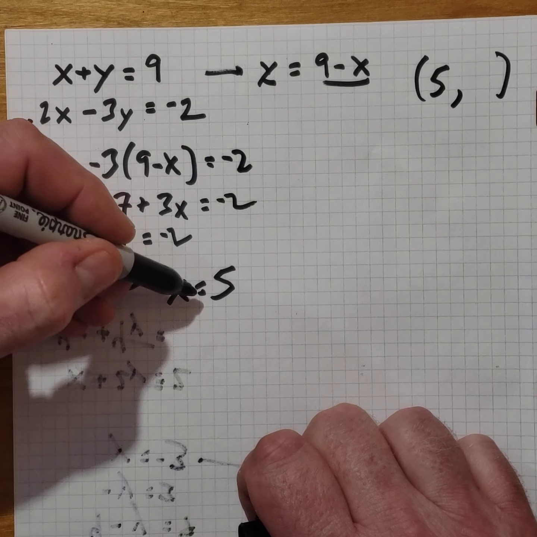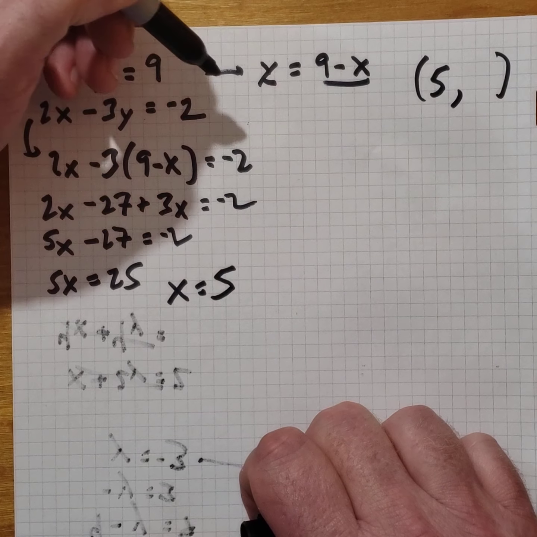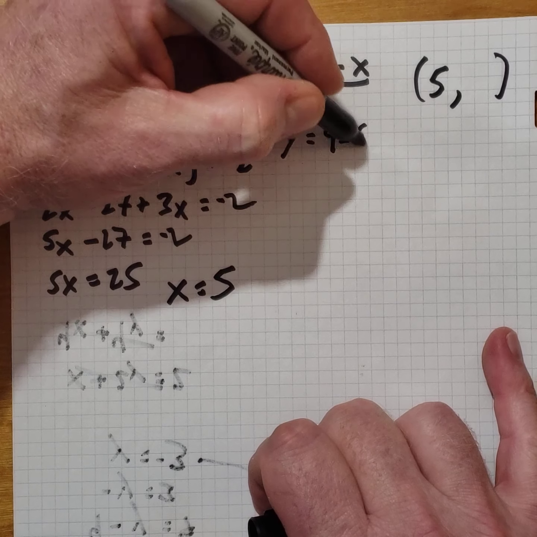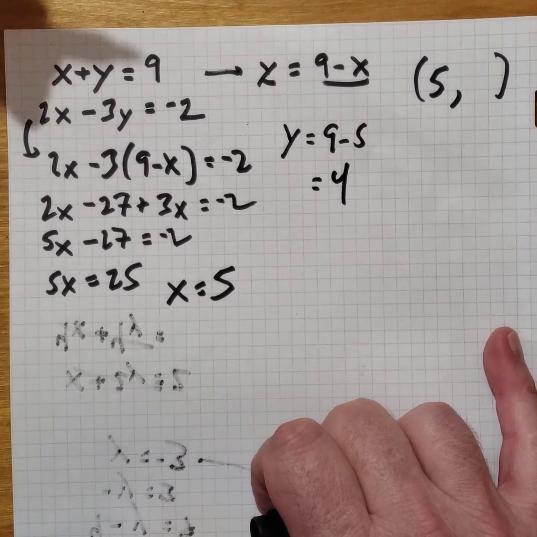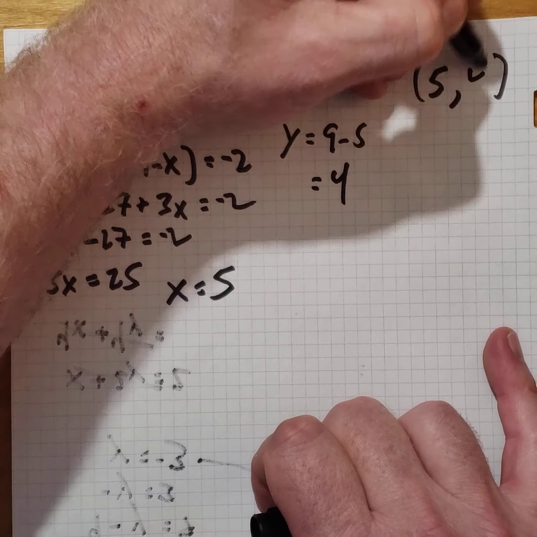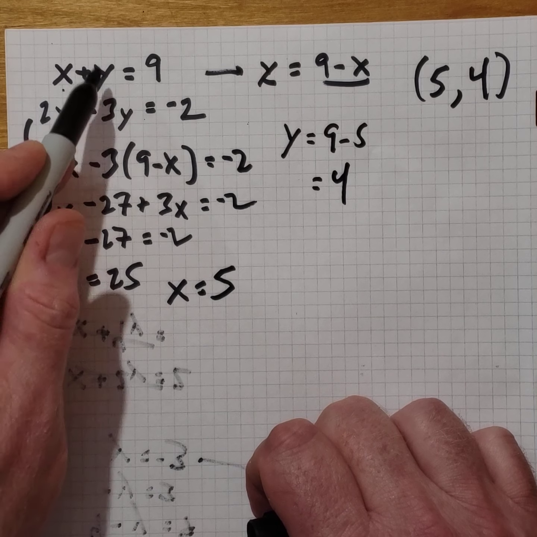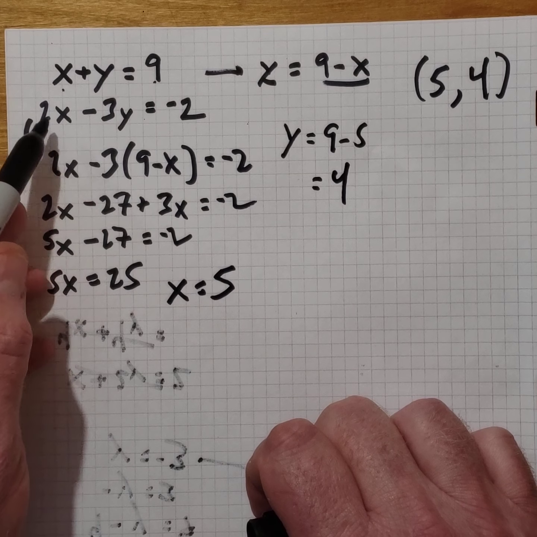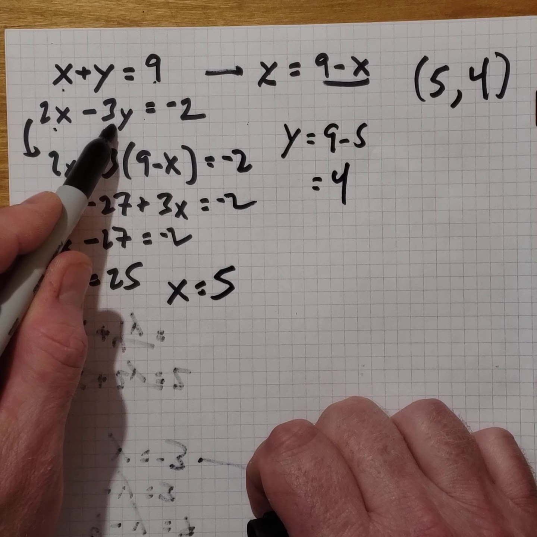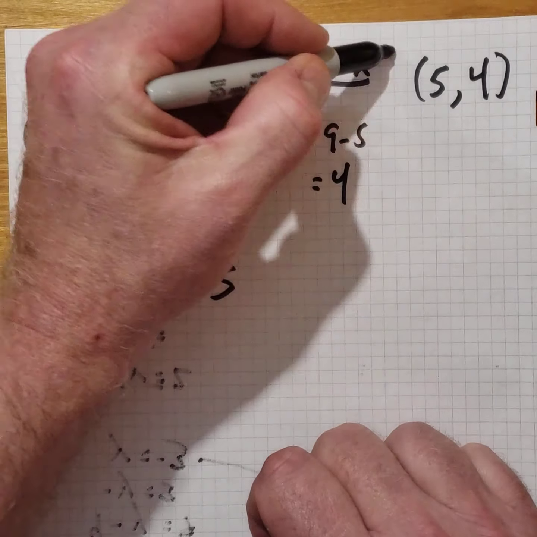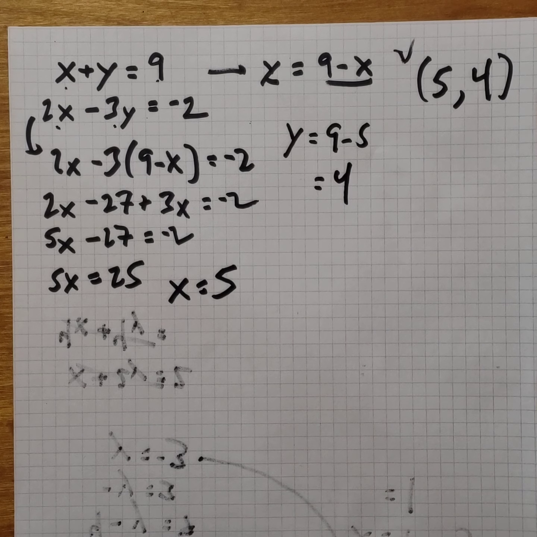We need to find our y coordinate, so we put this into that equation there, and we get y is equal to 9 minus 5. So of course, y is equal to 4. And you can double check. 5 plus 4 would be equal to 9. That's true. 2 times 5 is 10. 3 times 4 is 12. 10 minus 12 will give us the negative 2. So check. And that's it for the substitution method.